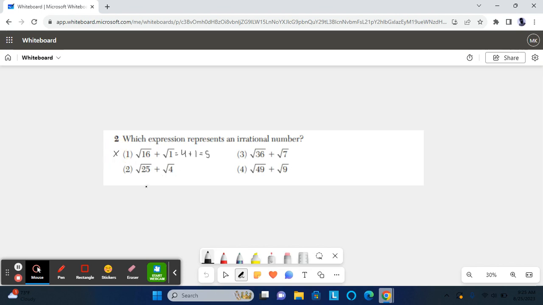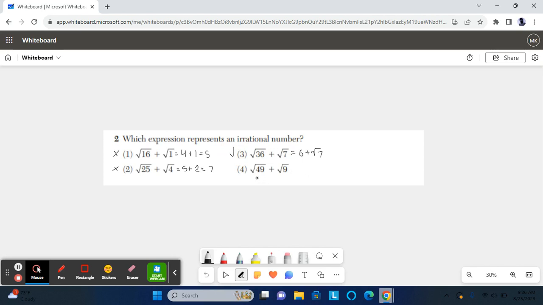For 2, it says square root of 25 plus square root of 4, which is basically 5 plus 2, which is 7, and 7 is a rational number, so 2 is not a correct answer either. For 3, it says square root of 36 plus square root of 7, which is basically 6 plus square root of 7, which is an irrational number, so 3 is a correct answer.